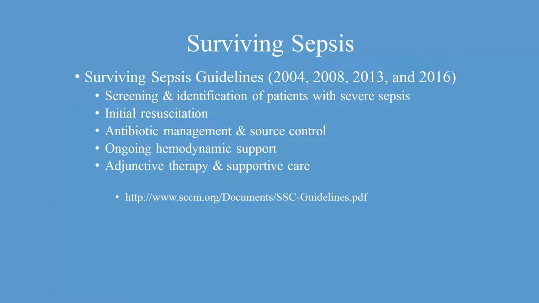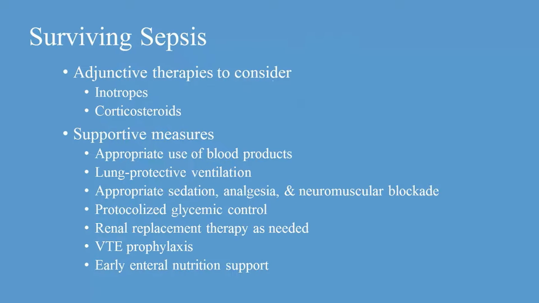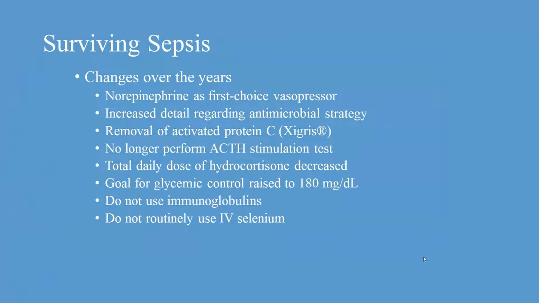It's broken down into 5 basic categories: screening and identification of patients to find out who has sepsis, the initial fluid resuscitation, the treatment of the underlying infection, the ongoing hemodynamic support after the resuscitation is underway, and then adjunctive therapy and supportive care. We'll talk about the adjunctive supportive care very briefly, because this is not unique to sepsis. This is just all basic ICU care that we do for pretty much any of our patients. So we'll spend some more time on sepsis screening, the initial resuscitation, and source control.